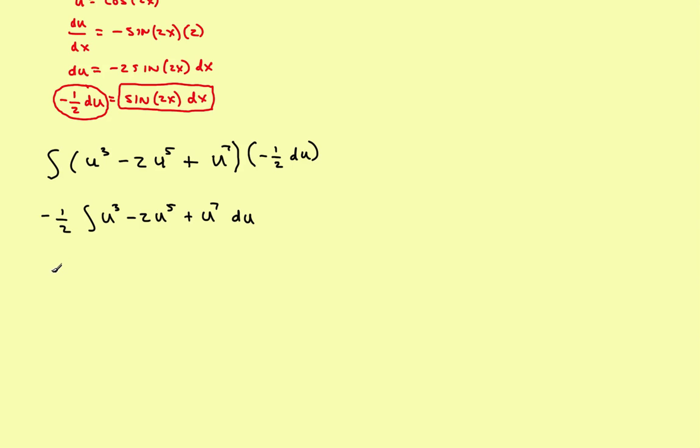Okay, go ahead and find the antiderivative of those, and you'd have minus 1/2 of, now each one of these will become, this will become u to the 4th divided by 4 minus 2. This will become u to the 6th divided by 6. And then finally plus u to the 8th divided by 8. And then you can tack on a plus c on the end of this. And you're almost done now. The last step is just to replace u with what it's equal to and to distribute that 1/2.